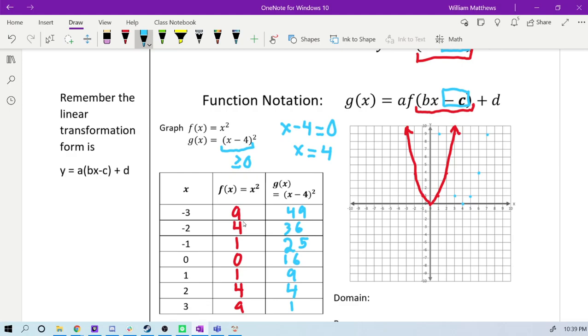Now our table doesn't go all the way down, but one more value. If we look at our repeating factors of 9, 4, and 1, 9, 4, and 1, our next value would have been 0.